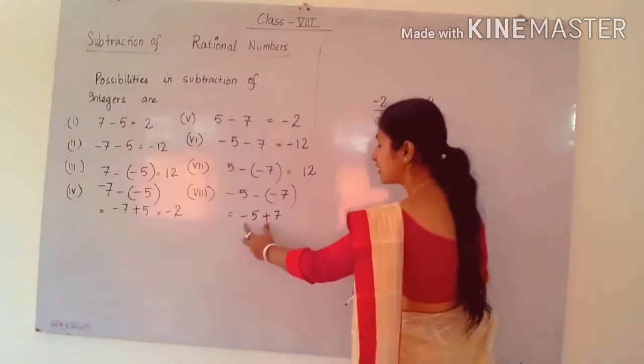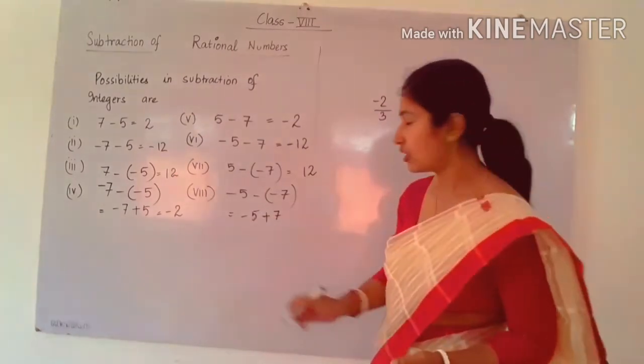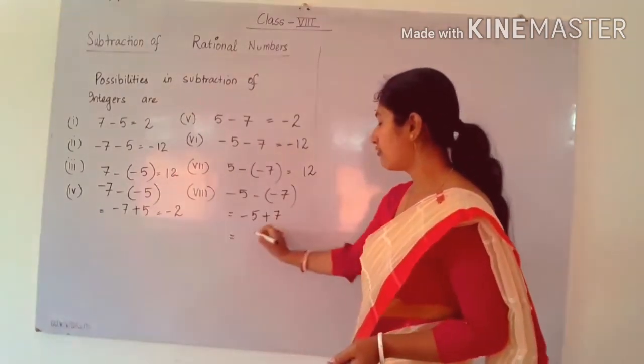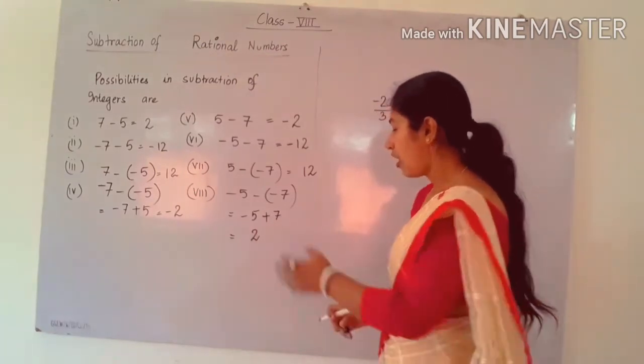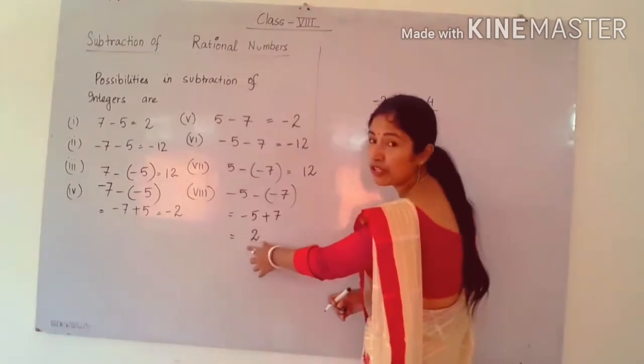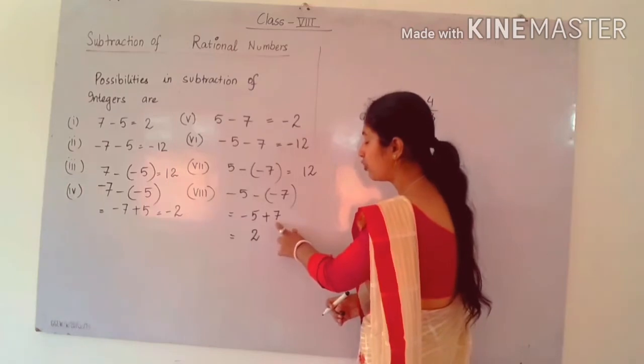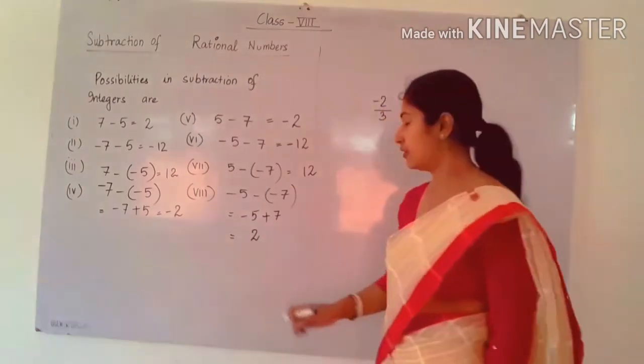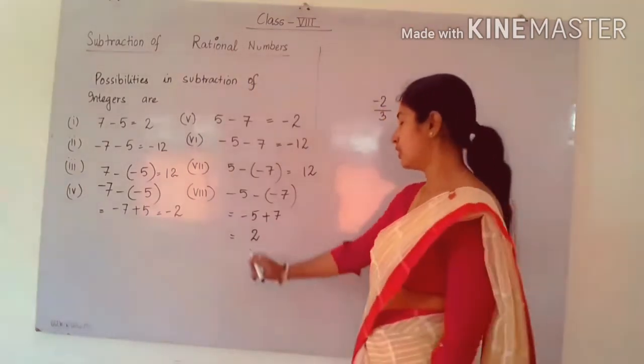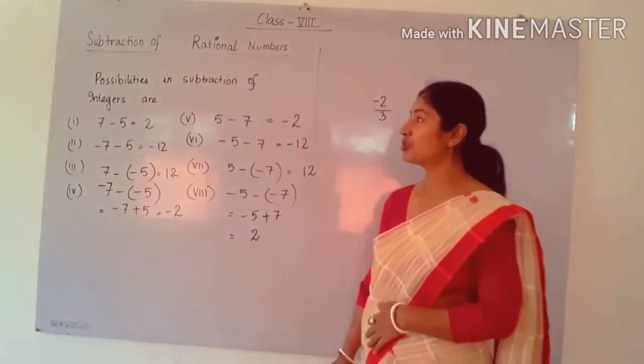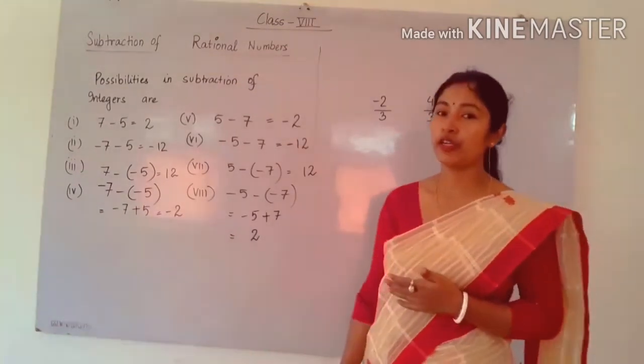Opposite signs are present, so you have to do subtraction. So 7 minus 5 will become plus 2. How is it plus 2? Because before the greater number, the plus sign is present. So the answer will be positive, so it is plus 2. So this is about the possibilities in subtraction of integers.